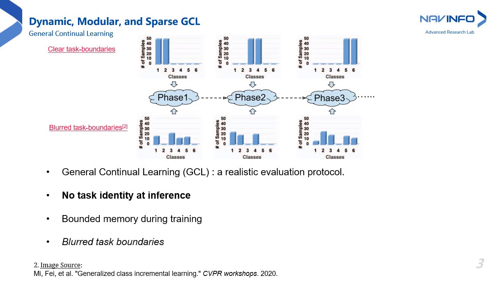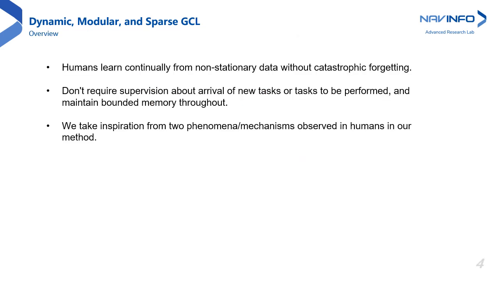The different tasks or phases have mutually exclusive sets of classes in the upper half, which is a common continual learning protocol. However, in the bottom half, the tasks have overlapping classes, that is, blurred boundaries, and therefore can be considered more realistic. Humans learn continually from inherently non-stationary data about the world without catastrophic forgetting. What's more, we do so without requiring supervision about arrival of new tasks or tasks to be performed, and maintain bounded memory throughout. For our method, we have taken inspiration from two phenomena observed in humans when learning continually.